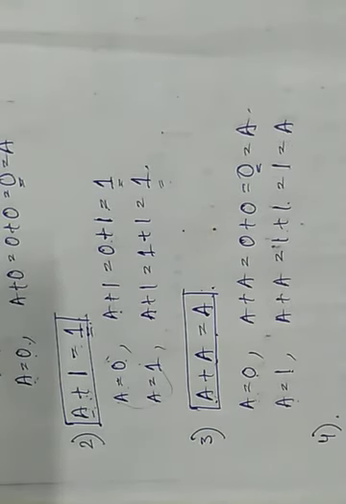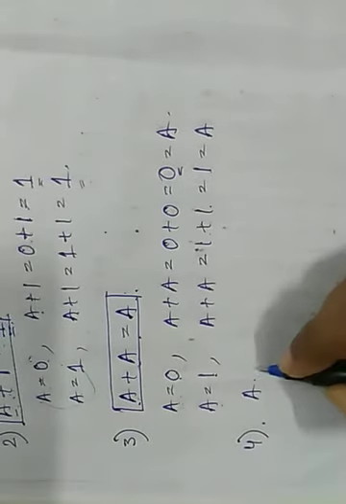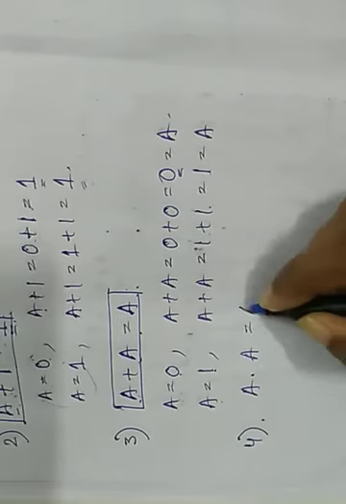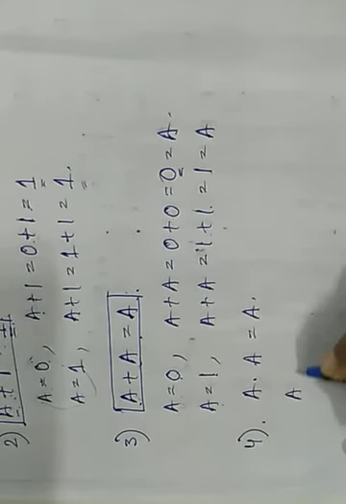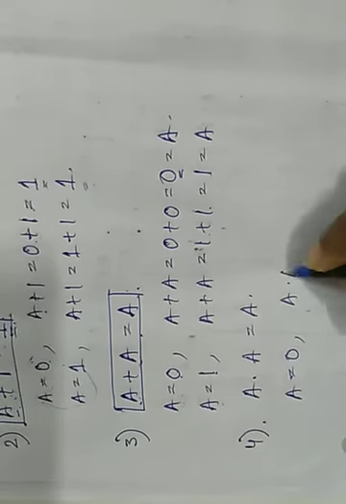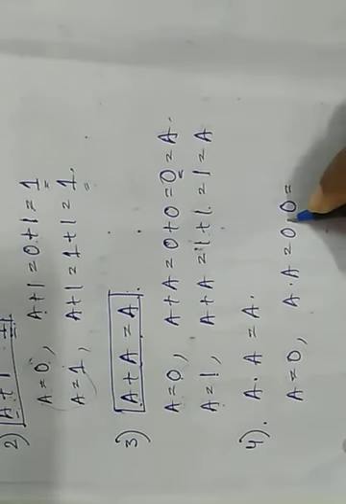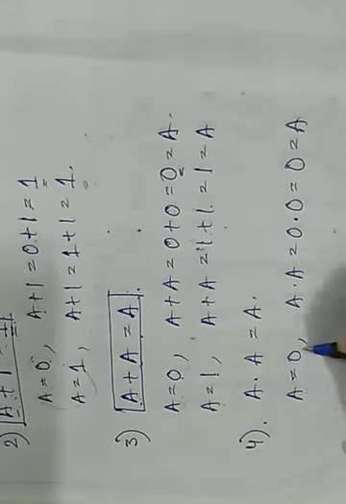Fourth identity is a dot a equals a. Let us see. Whenever a equals 0, a dot a means 0 dot 0. Obviously, the AND operation of 0 and 0 is 0, which equals a, as we took a equals 0.